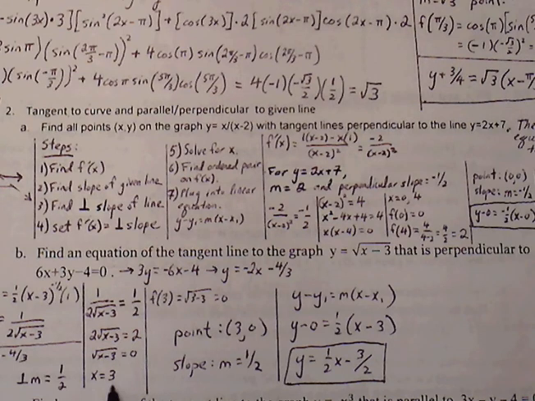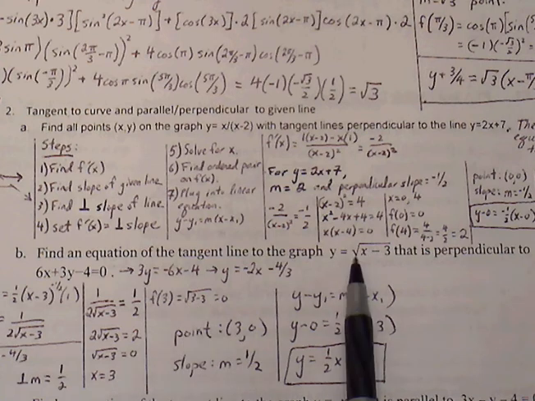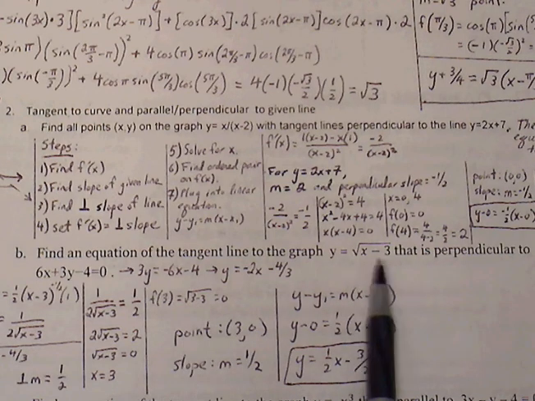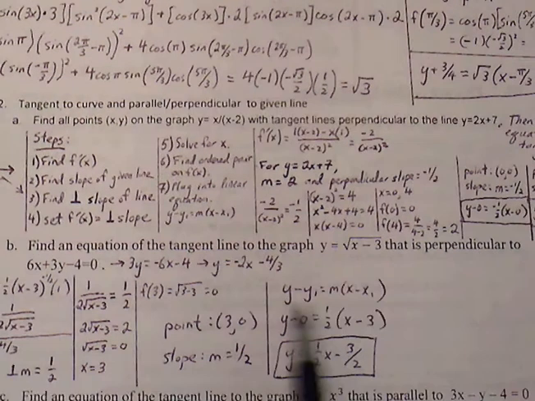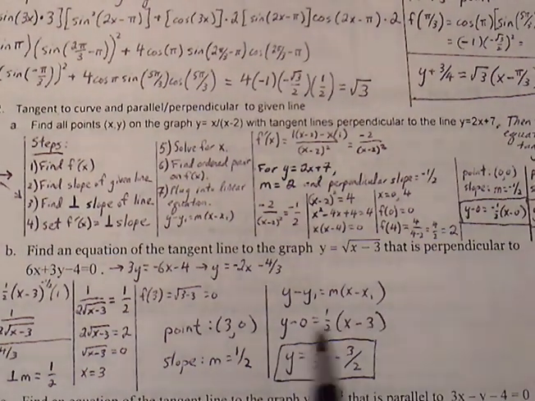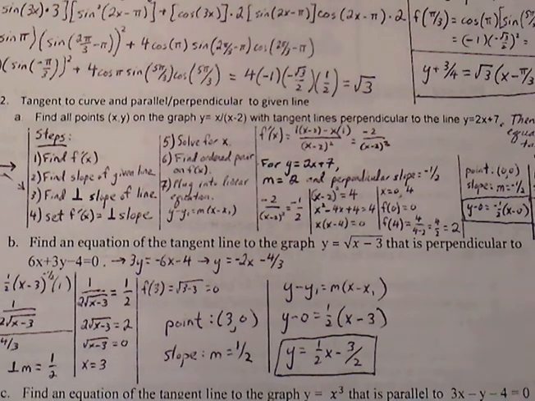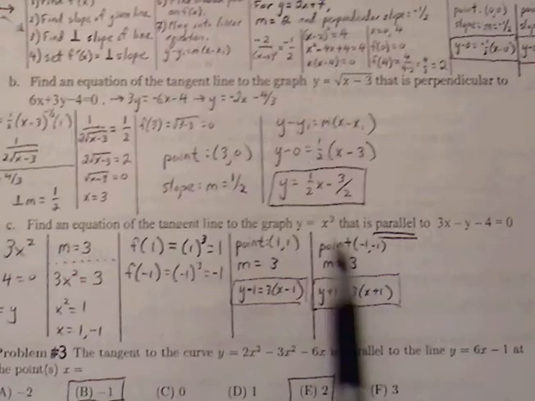So plug 3 back into the original function. We get root of 3 minus 3, which is 0. So our ordered pair is 3, 0, and our slope is 1/2. And we plug into the point slope, and we can either leave it in this form or write it in slope-intercept. Okay. Part C, find the equation of the tangent line that is parallel to a given line.